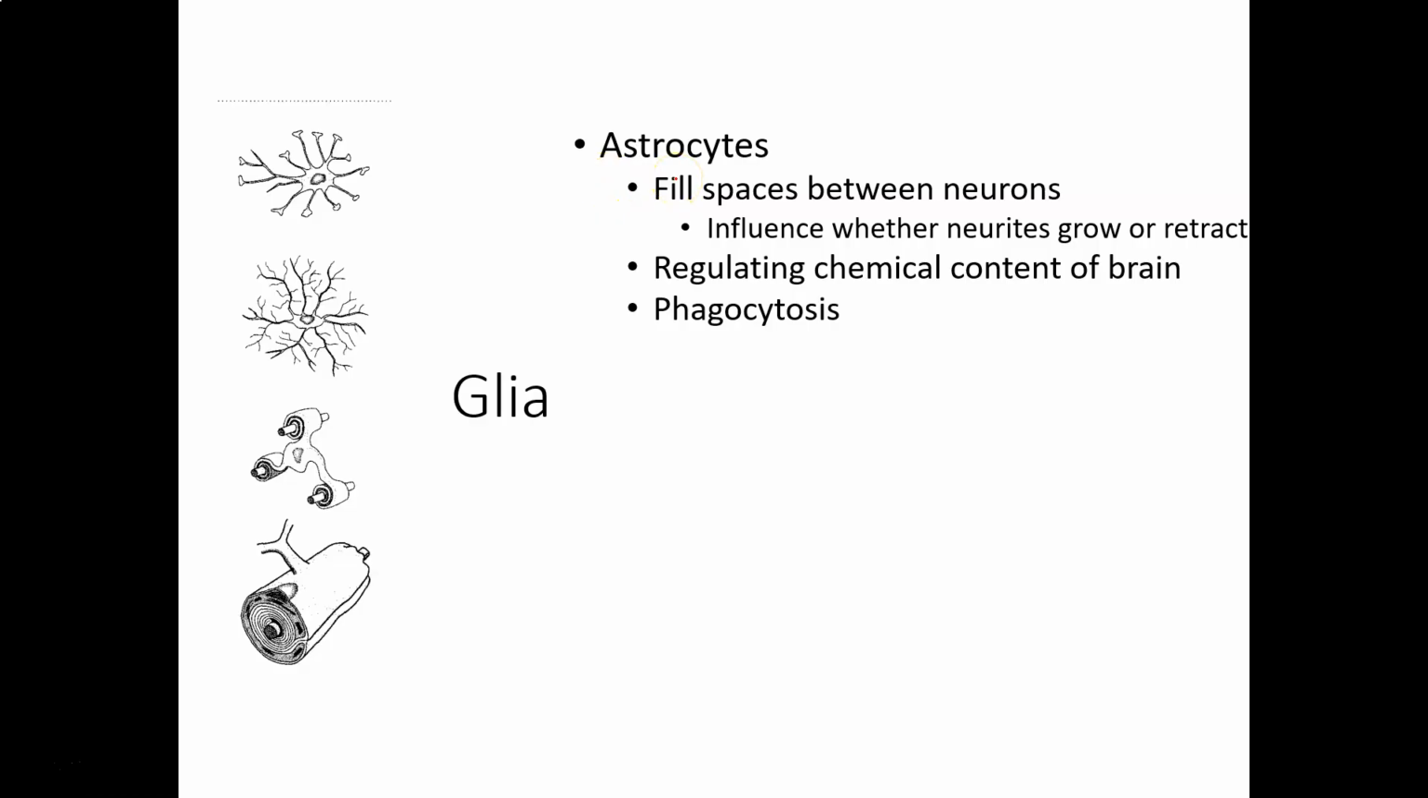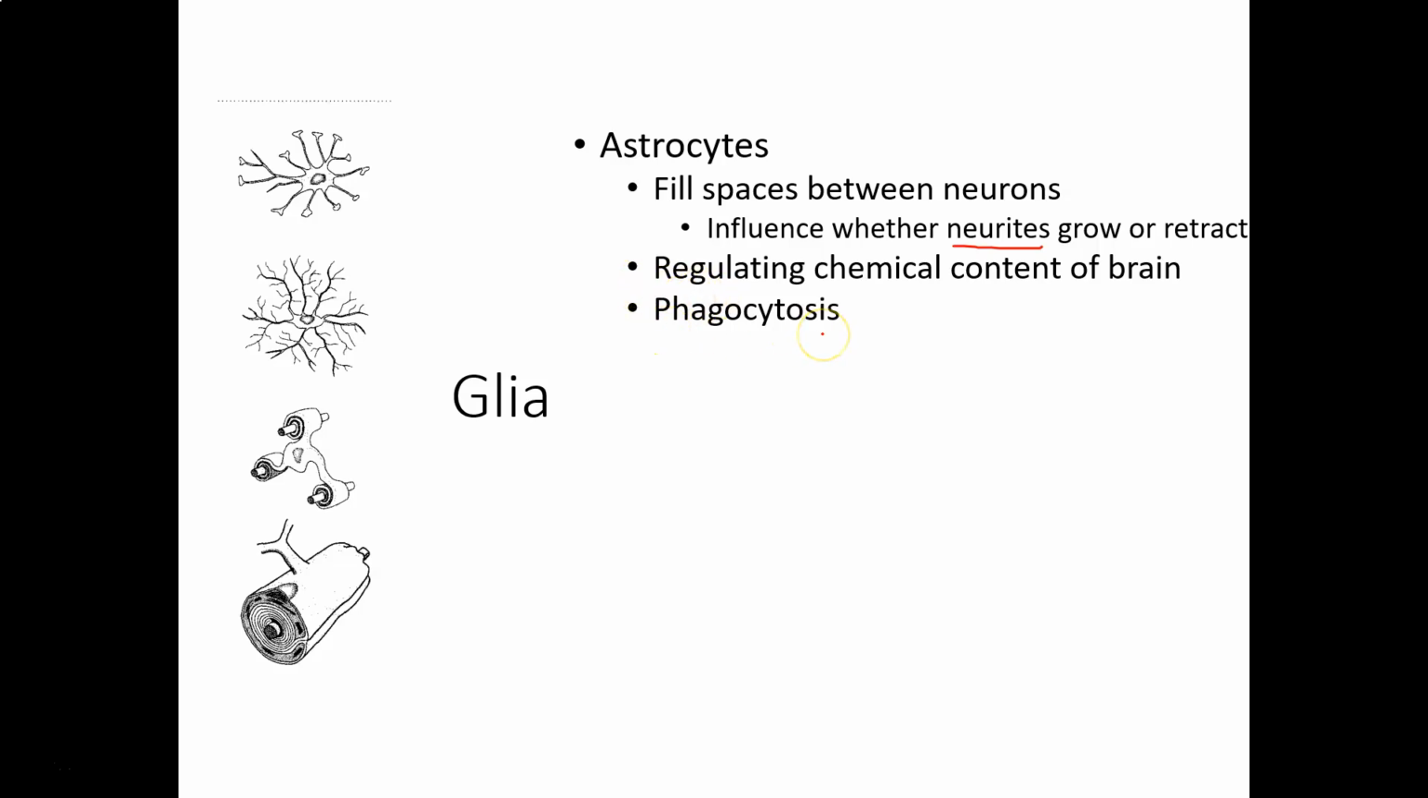But astrocytes are kind of jack of all trades. They do a lot in the nervous system. For example, they fill spaces between neurons, so in some ways they influence whether neurites, which is what baby dendrites are called, grow or retract. They also regulate chemical contents of the brain, so we'll learn about astrocytes sucking up some of the chemical messengers that neurons release to ensure that the balance of these chemicals doesn't disrupt brain function.